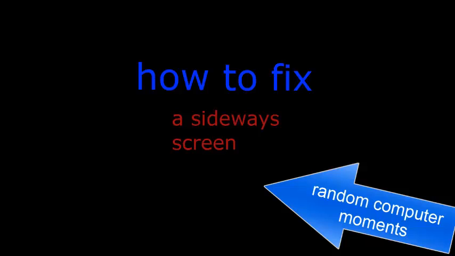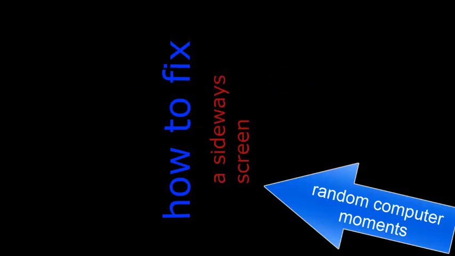Now, if you're watching this, you've already had a bit of a problem, and it is this. Your computer has turned sideways for some random reason. The screen is turned sideways, but your computer is fine, and everything you do still works. Mouse, buttons, everything. What do you do?